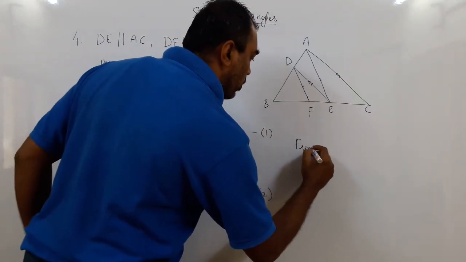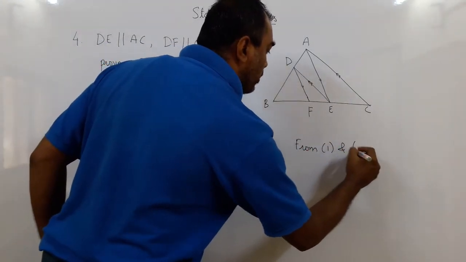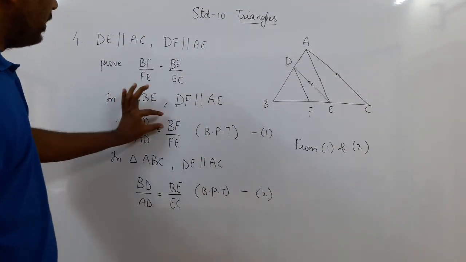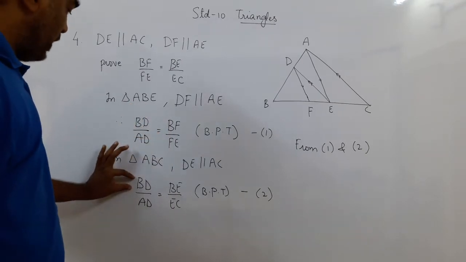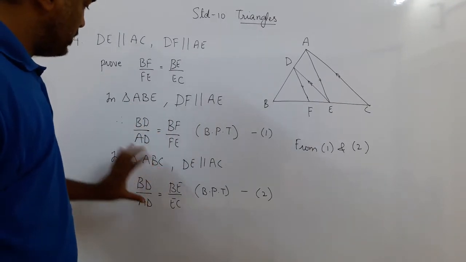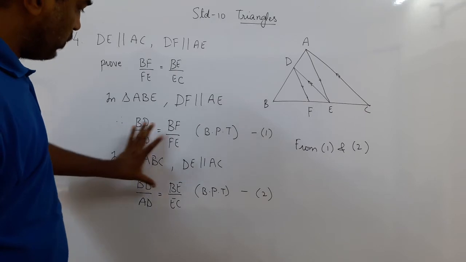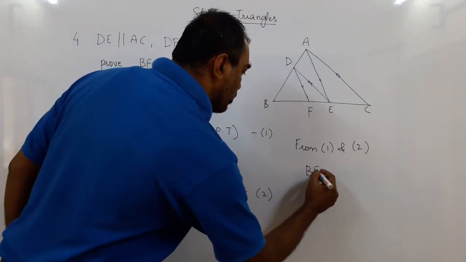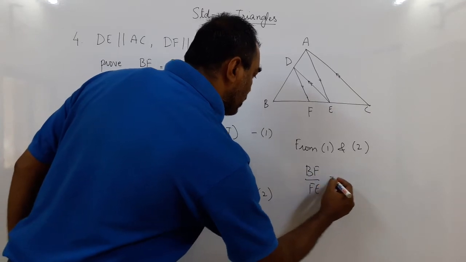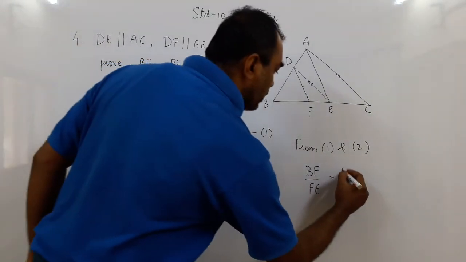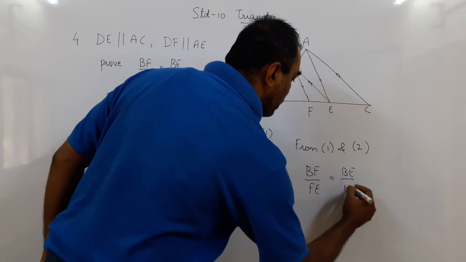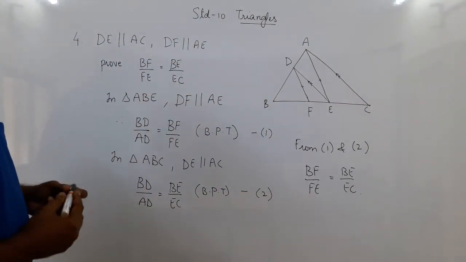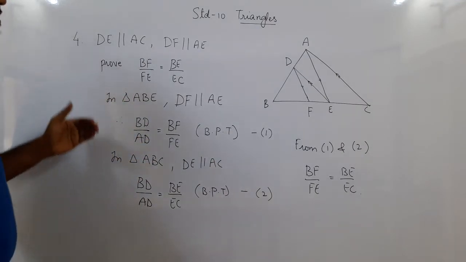So from 1 and 2, what do I have? I have BD upon AD is BF upon FE, and BD upon AD is BE upon EC. This is one and the same thing, so these two have to be equal. So I have BF upon FE equal to BE upon EC, and hence it is proved. It was a very simple sum. I hope you understood.